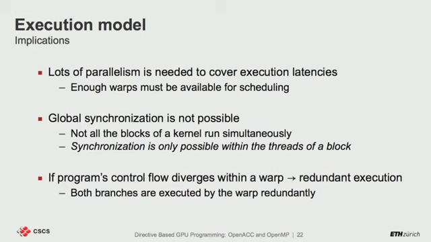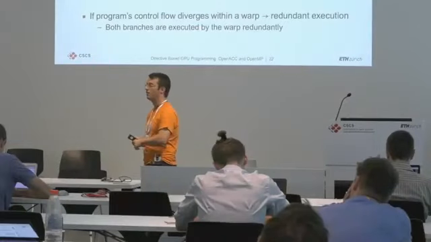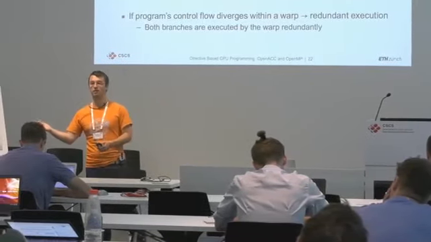Another implication of the execution model is that I have said before that everything happens in bunches of 32 threads. But you have the opportunity that some of those threads, because of your application, may want to execute a different path.